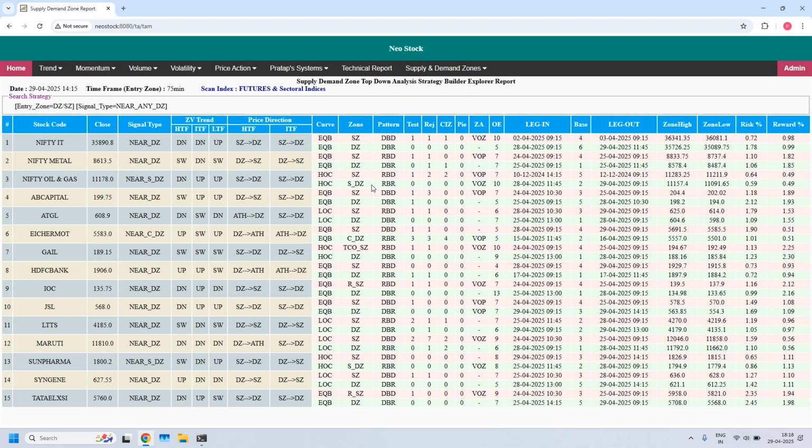NIFTY oil and gas is not listed in F&O. I am ignoring it. So HR Motors is having a 75 minutes high liquidity demand zone. Sun Pharma is having high liquidity 75 minutes demand zone. That's it. We identified two 75 minutes high liquidity demand zones from this list.